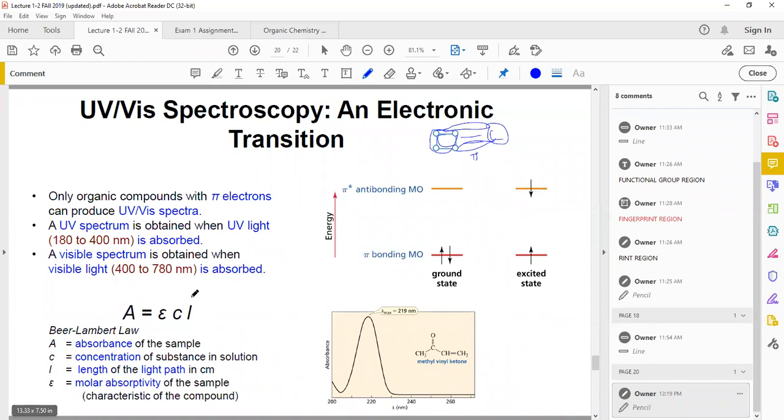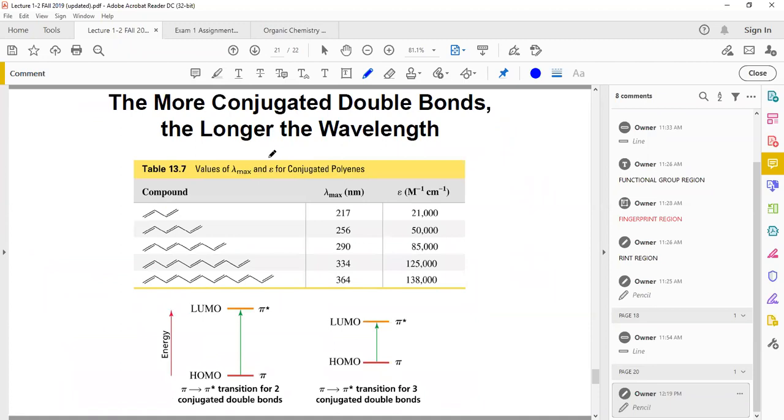And this is based on Beer's law because it requires the concentration, the path length, and the molar absorptivity of the sample, depending on what kind of sample you have. This is a very characteristic number that depends on the molecule, okay? So when we have double bonds, for example, here I have one table. We can have double bonds that are conjugated, okay? When we have only two bonds, we can have one peak showing at that wavelength range. After that, or before that, you don't see anything.